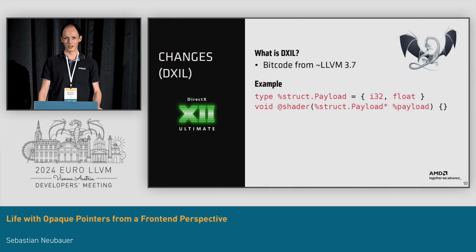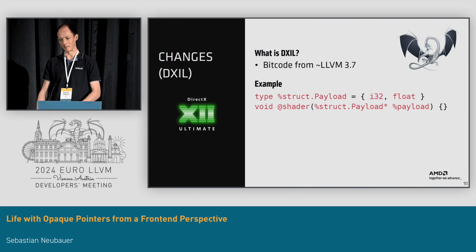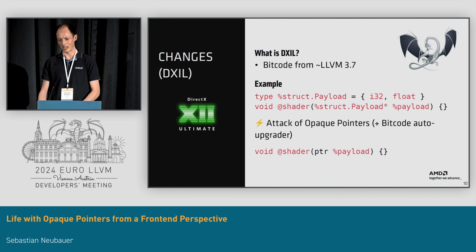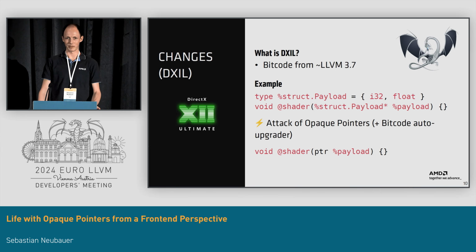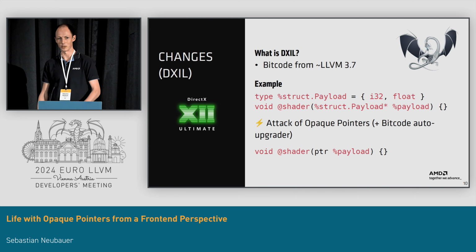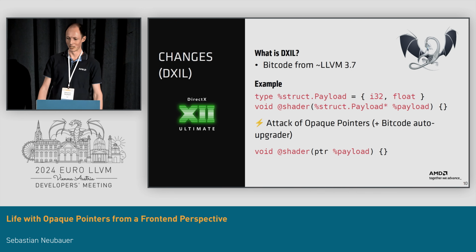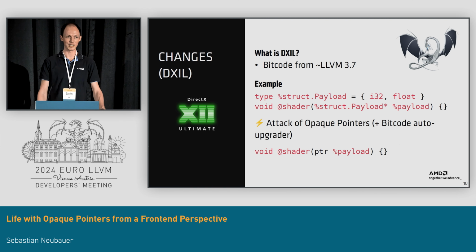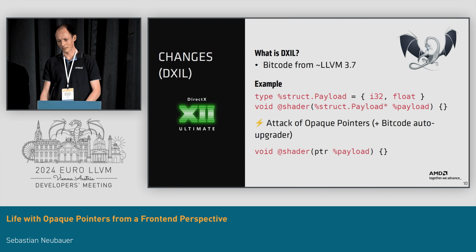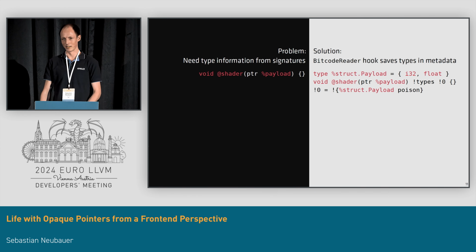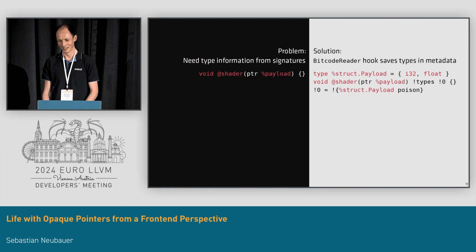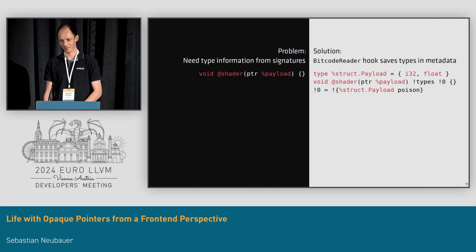So if we now read that code with modern LLVM, what we actually get is just a function shader that takes a pointer type as input. And we don't know anymore what is the type behind that pointer. And that's actually done by the bitcode auto-upgrader. However, knowing the type is important for compilation, not least for DXIL.